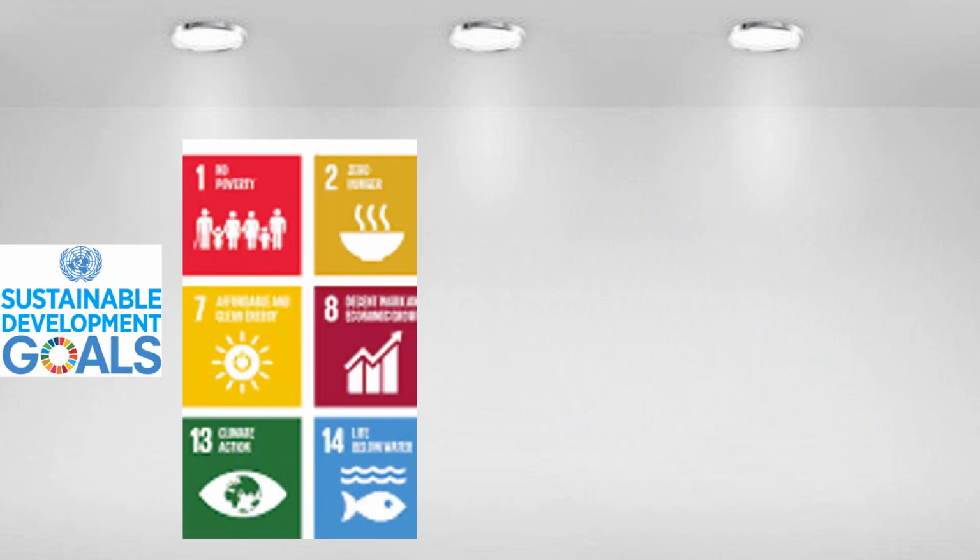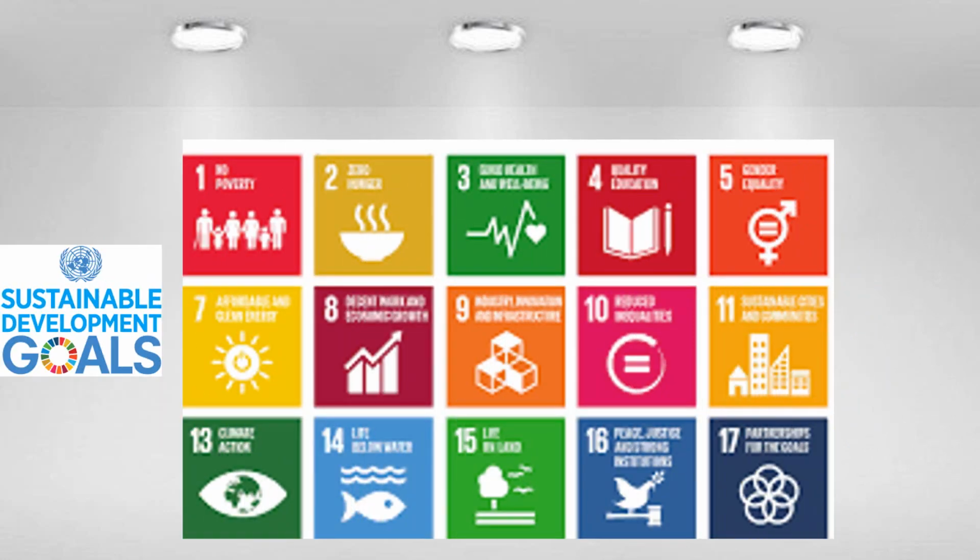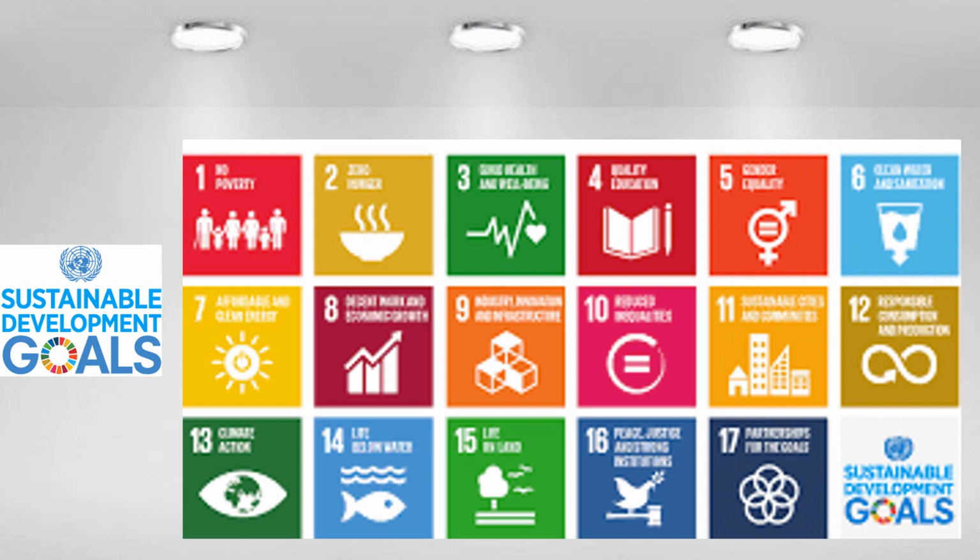So the first one is about no poverty. The second one is zero hunger. Third is good health and well-being. Fourth is quality education. Fifth is gender equality. Sixth is clean water and sanitation. Seventh is affordable and clean energy. Eighth is decent work and economic growth. Ninth is industry, innovation and infrastructure. 10th is reducing inequality. 11th is sustainable cities and communities.